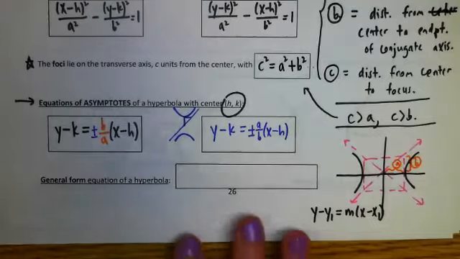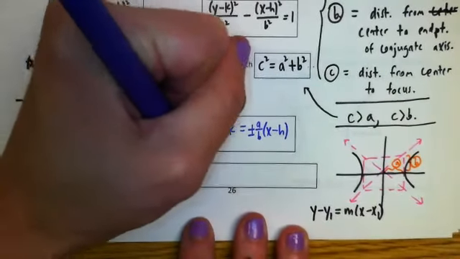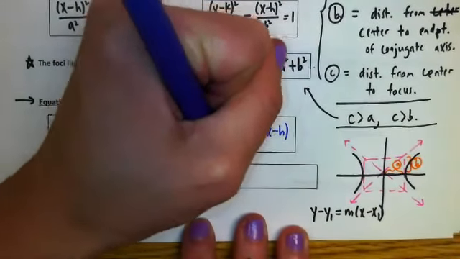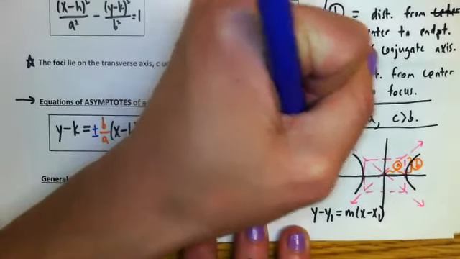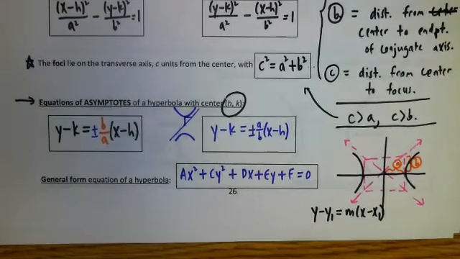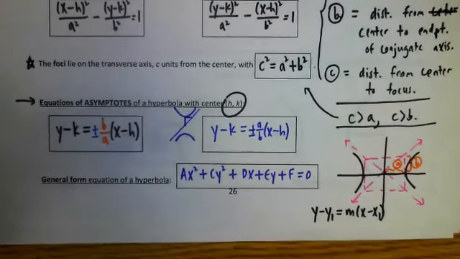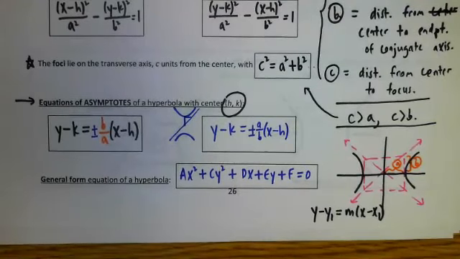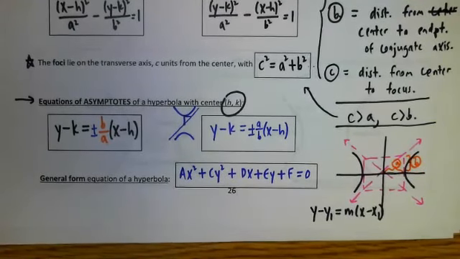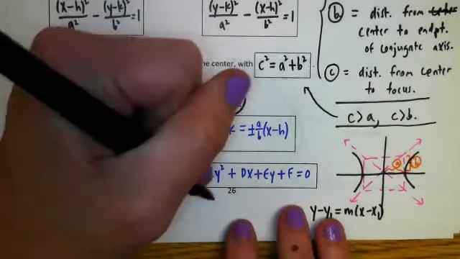All right, now to finish things off, general form. This should look familiar. Ax squared plus cy squared plus dx plus ey plus f equals 0. Why does that look familiar? Well, it's the same general form I gave you for circles and ellipses, but we've put restrictions on a and c. With an ellipse, do you recall, a and c don't have to be the same number, but they have to have the same sign. And the opposite is true for hyperbolas. For hyperbolas, a and c must have opposite signs.